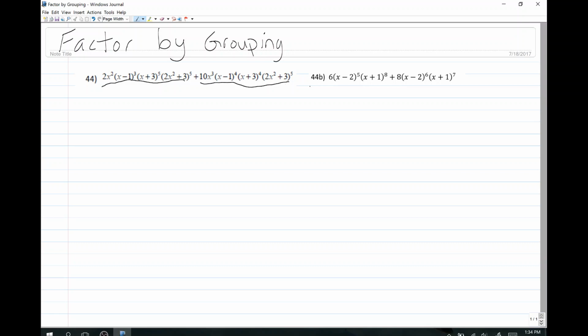So you're going to pull out everything that's the same, and in the last parenthesis you're going to put only what makes them different with a plus sign in between. So we're going to go through and do that now.